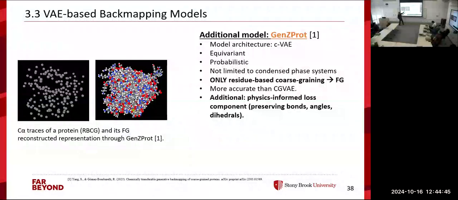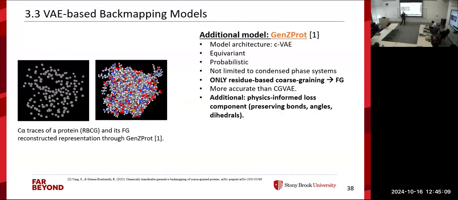Now, we're going to be using this model, but it's not a benchmark model. It's very useful because it's more accurate than the previous one, but it's not general. The weakness here is that you can only start from residue-based coarse grain. If I take the protein, I can start from the alpha carbon traces. So it's very specific. It only starts with this.